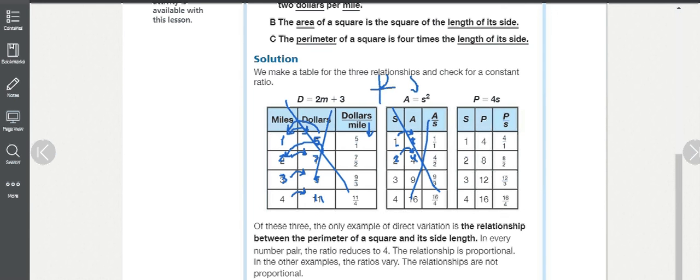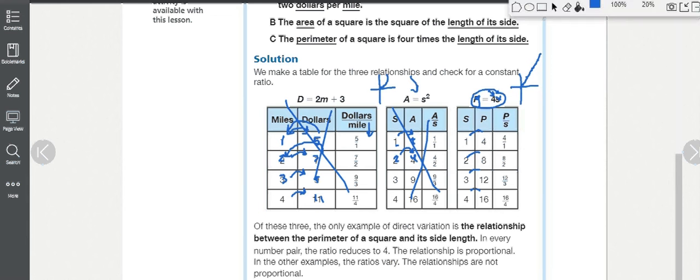All right. In this case, 1, 4, 2, 8, 3, 12. You're going to get a nice direct variation problem here. Next relationship, times 4 every time, right? And it so clearly follows the pattern, right? Really, x is the s. You got the k is 4, and the y is the perimeter. The only example of direct variation is the relationship between the perimeter of a square and its side length.